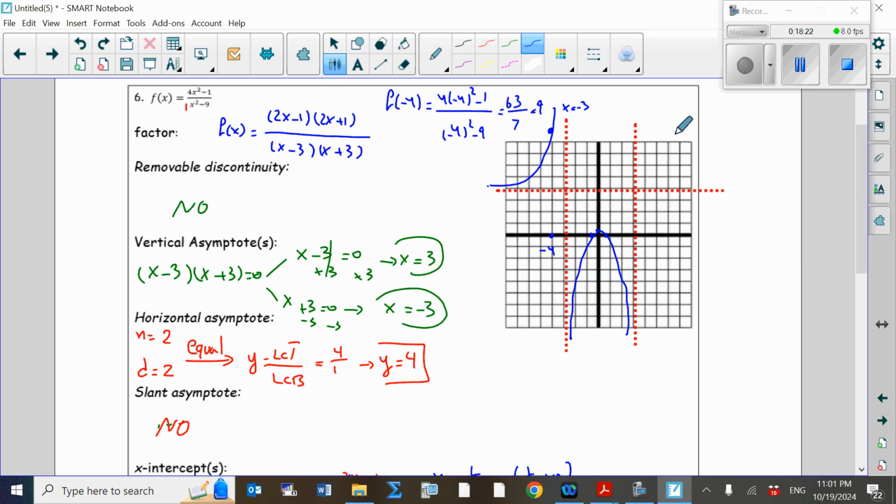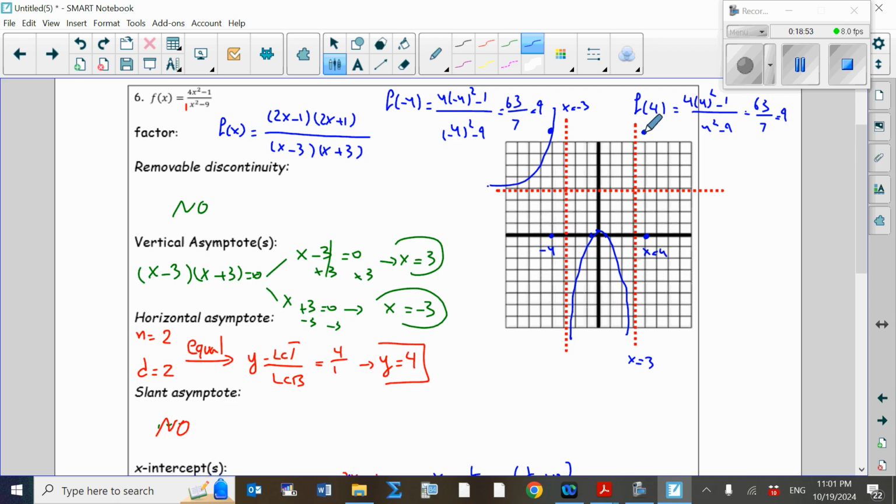Now, what is happening on this side? Again, plug in one value of x. Here I choose x equal to 4. Should be something after x equal to 3. So I chose 4 into the function again. So what is f of 4? That's going to be 4 times 4 squared minus 1 over 4 squared minus 9. That's again 63 over 7, which is 9. So when x is 4, y is again 9.